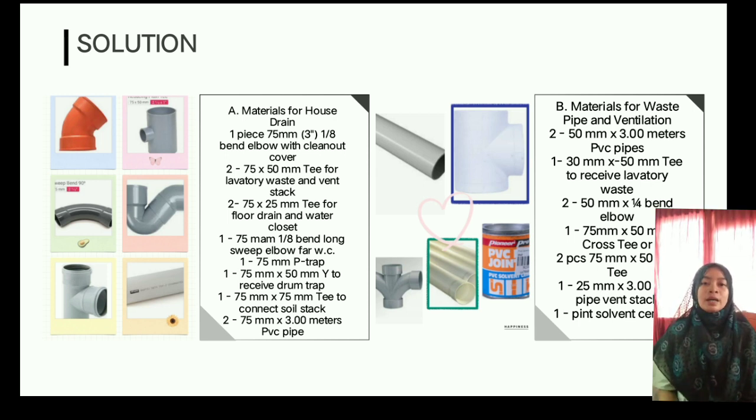Second is B, which is the materials for waste pipe and ventilation. We also need 2 pieces of 50 mm by 3 meters PVC pipes, 1 piece of 50 mm by 50 mm T to receive lavatory waste, 2 pieces of 50 mm 1/4 bend elbow, 1 piece of 75 mm by 50 mm cross T, or 2 pieces of 75 mm by 50 mm T, 25 mm by 3 meters PVC pipe for vent stack, and 1 pint solvent cement. In the background, you can see the materials that I am mentioning.